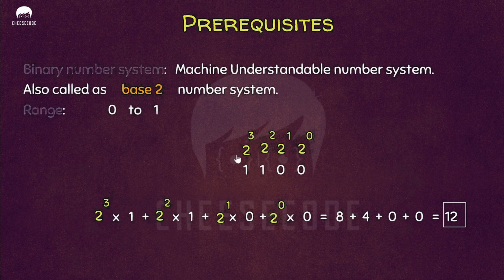And if you want to represent this number in decimal, then you have to follow the same method that we had adopted in case of decimal number system. That is, multiplying the digits with their respective place values and finally add them up.